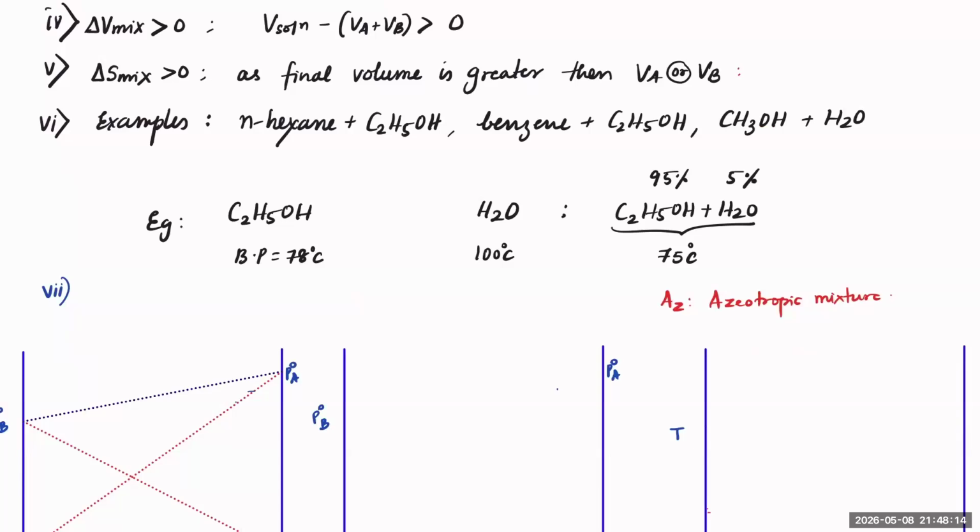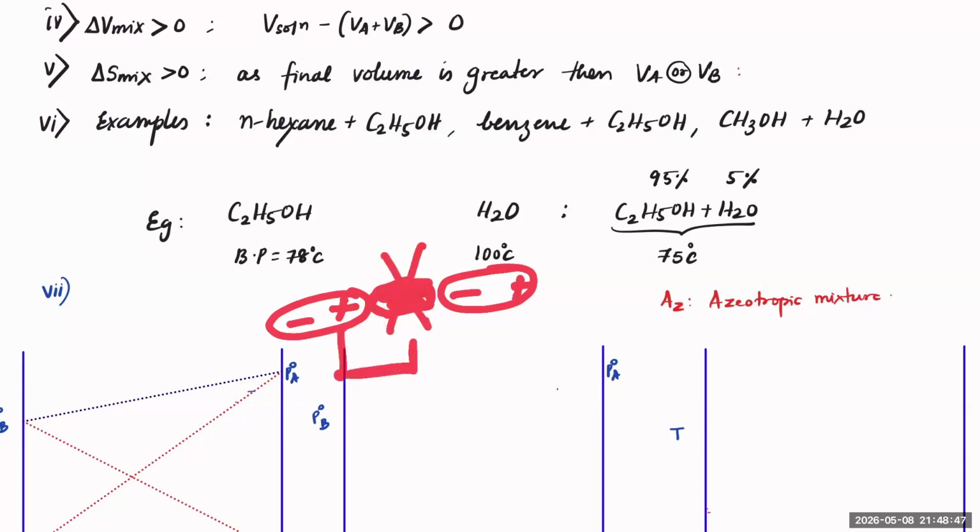For positive deviation, usually we should see there is a loss of some strong bonding which was already existing. For example, if I have ethanol, ethanol has strong hydrogen bonding in its liquid state. And then you add one more liquid like hexane. Now what would happen? Between two ethanol molecules which have strong dipole moments, something like hexane will come in between, correct?